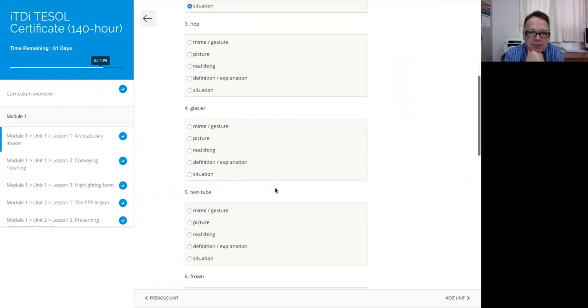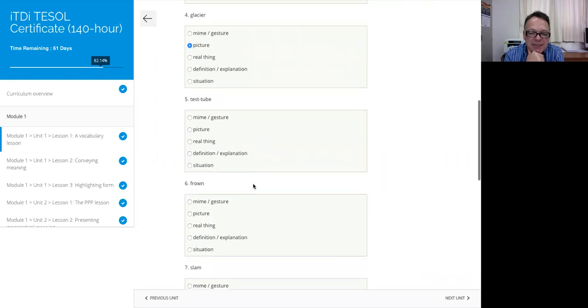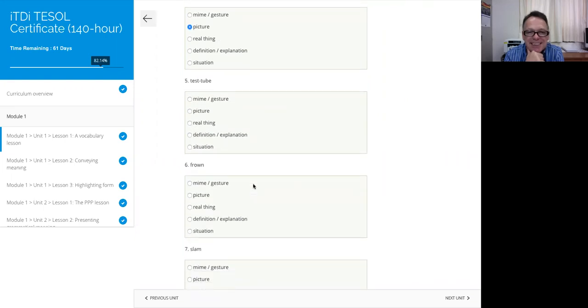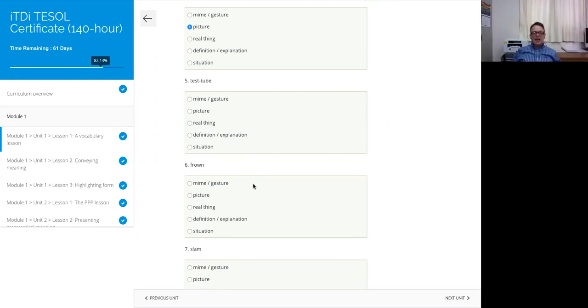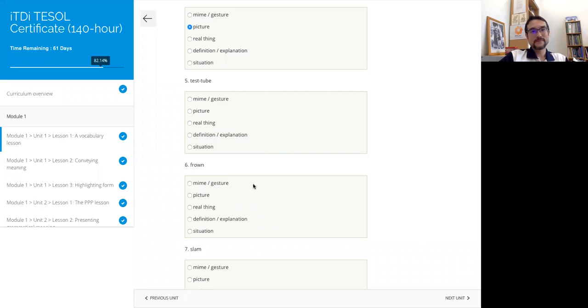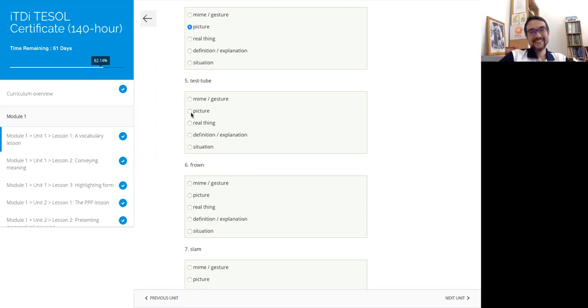Can you hop? I definitely think I'm going to be doing that one. Glacier, I've got to go for a picture. Okay. Can't pull one out just on cue. Right. Good to prepare some stuff. Oh, a test tube. Ugh. I usually keep one in my bag, but I don't have one today. What would I do? Yeah, a picture I think might be the easiest.